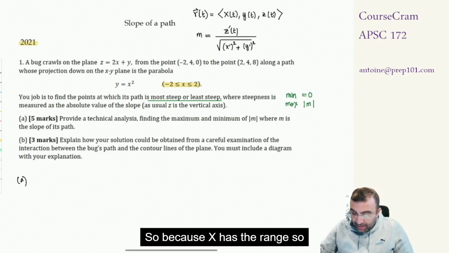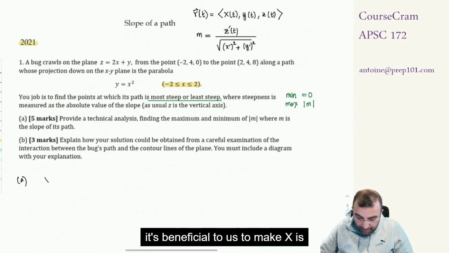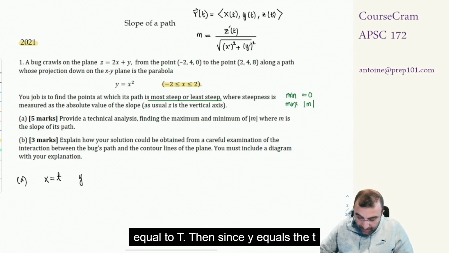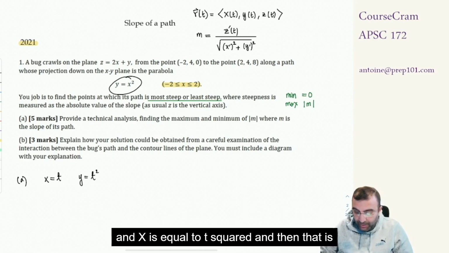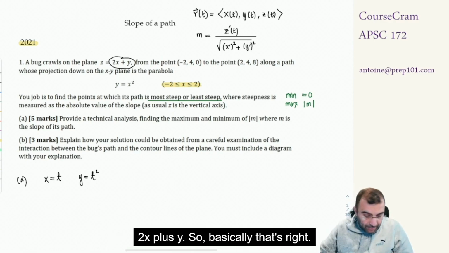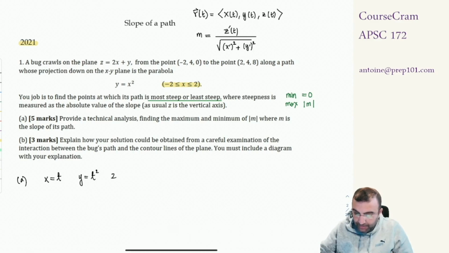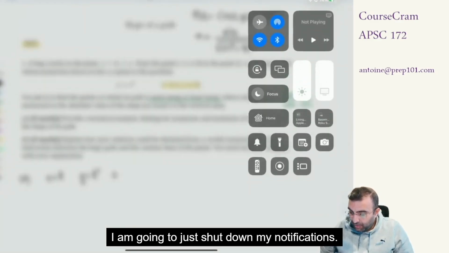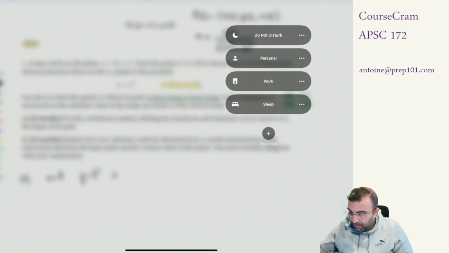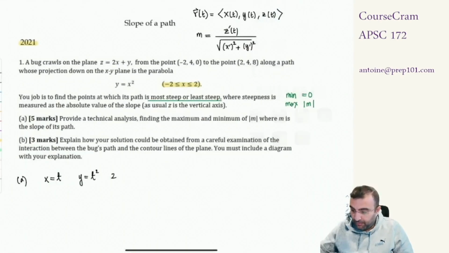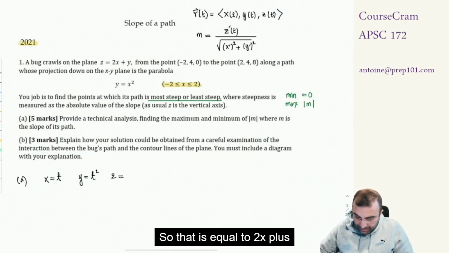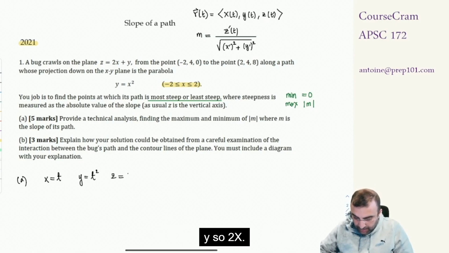Because x has the range, it's beneficial to us to make x equal to t. Then since y equals x squared, y is equal to t squared. And then z is 2x plus y. Sorry, I am going to just shut down my notifications. Here we go. So z is equal to 2x plus y.